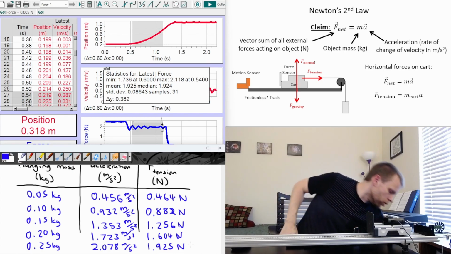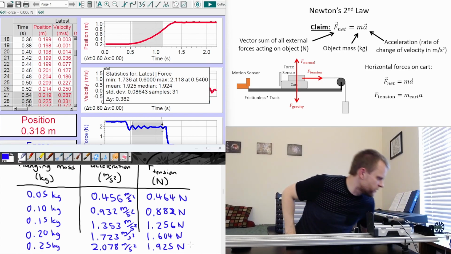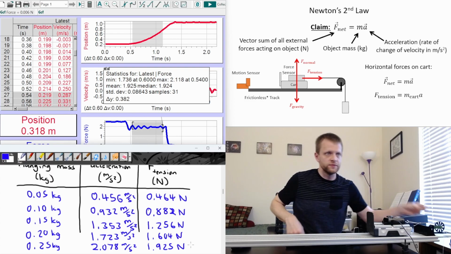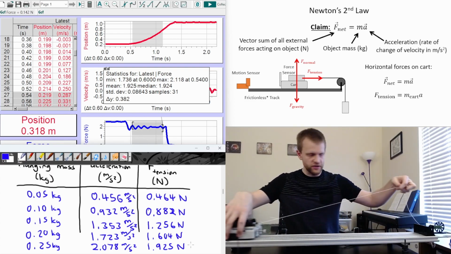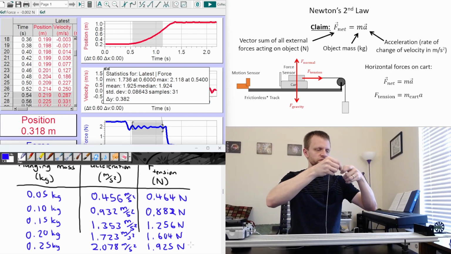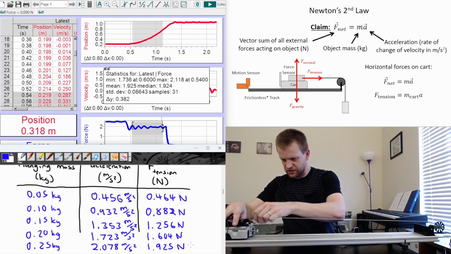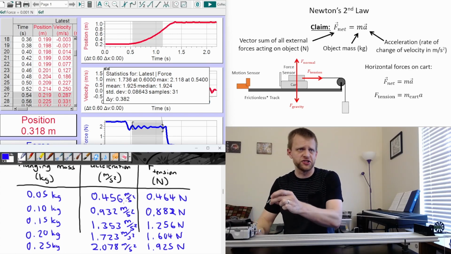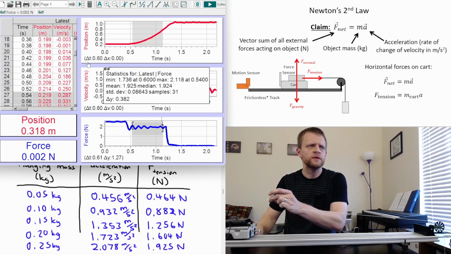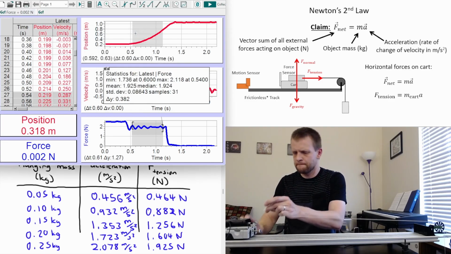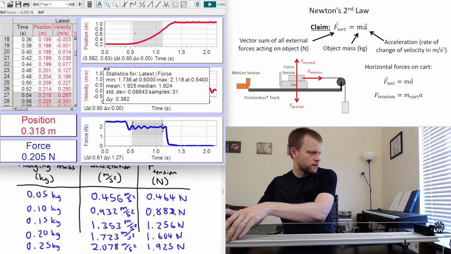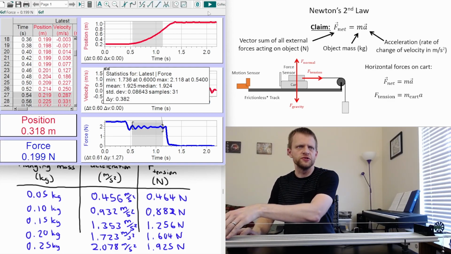Maybe I will do one more with a lower mass. So I've got a 20 gram mass over here as well. So we're going to add on a 20 gram mass case. Just a nice small mass. Let's make sure that the force sensor is zeroed. Go through all of our best practices again. It looks like it's about zero, but I'll just zero it anyway. Let's go with this one. So 3, 2, 1.